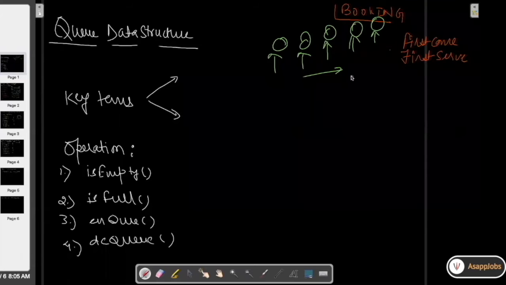For example, if you go for booking of a movie ticket, or a ticket reservation in the railway, the person who comes first and collects the ticket is the one who gets the first chance, right? So this is the first come first serve thing. This is what the queue data structure is. Whichever entry comes first is the one which will be brought into action.